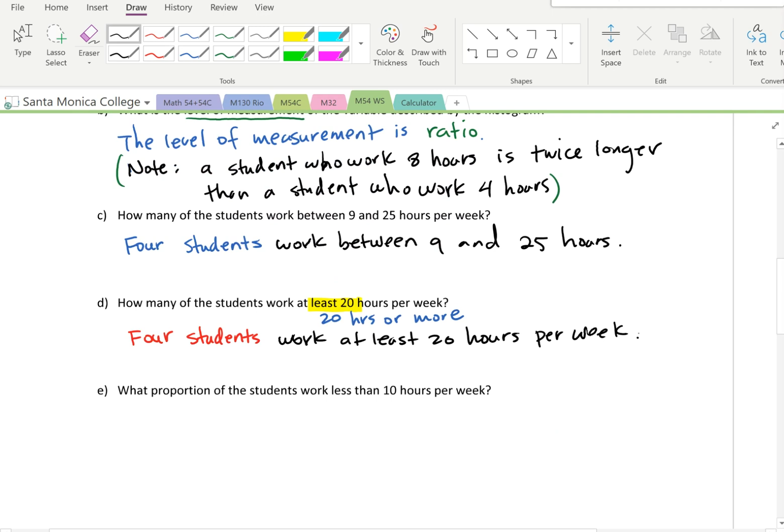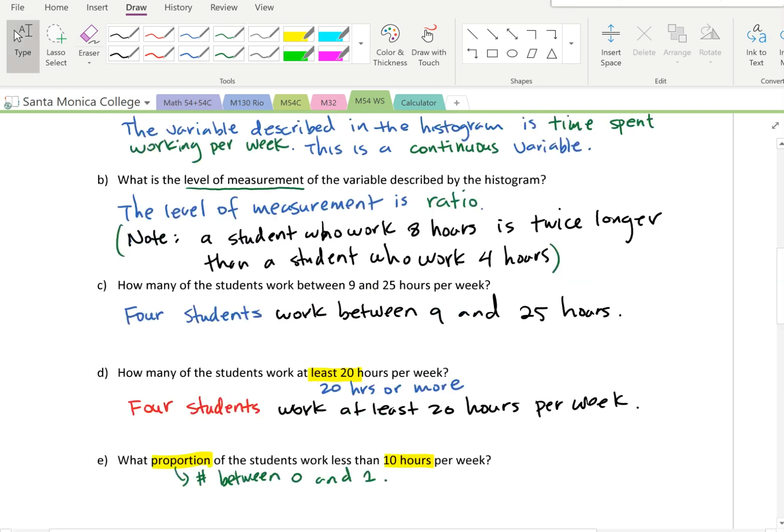Now, part E, what proportion of the students work less than 10 hours? Again, the keyword is proportion. A proportion is a number between 0 and 1. You could write it in decimal form. Note, the proportion is a number between 0 and 1. It could be 1, it could be 0 too. So that's the proportion, and I want the students who work less than 10 hours.